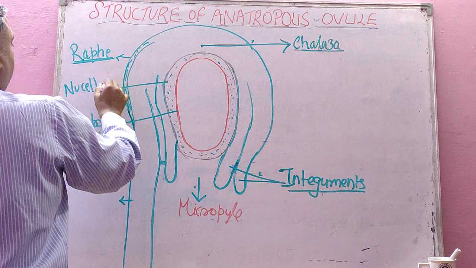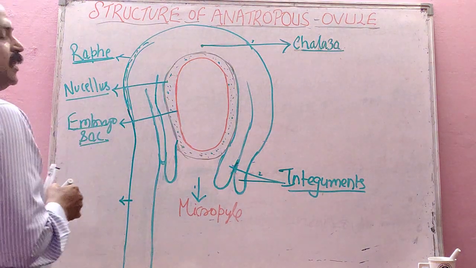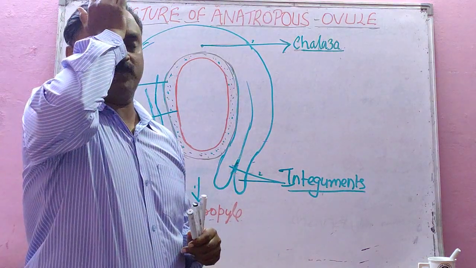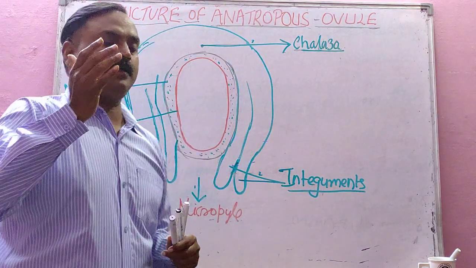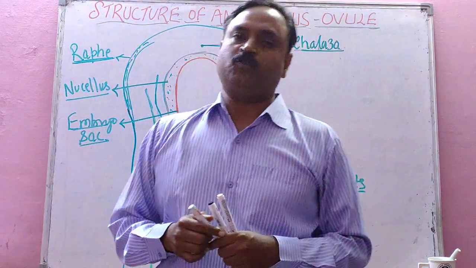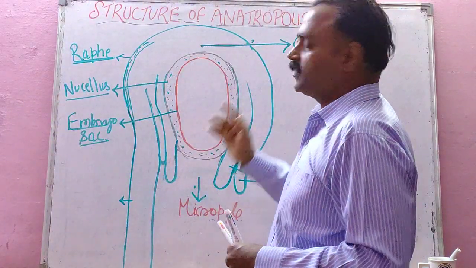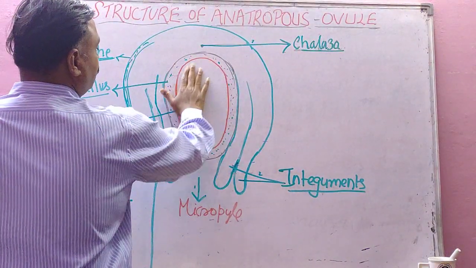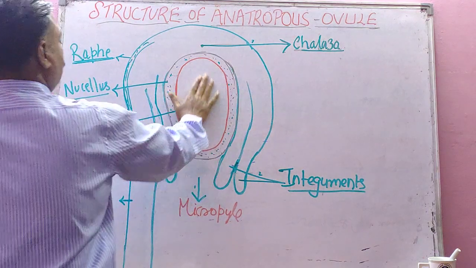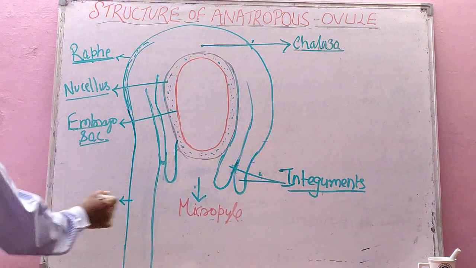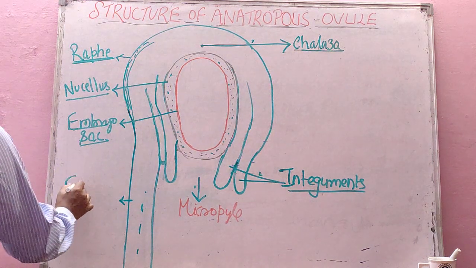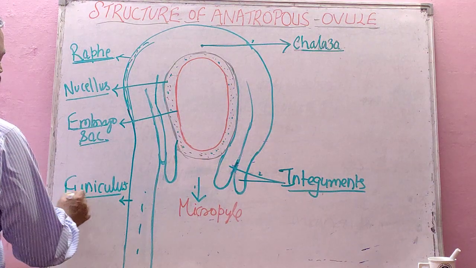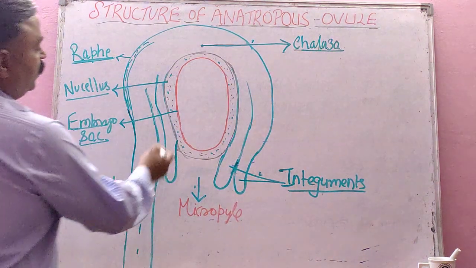It was reported by Navaschin. And for nucellus, student, and for Navaschin, he gave many contributions in angiosperm, like he discovered double fertilization also. That we will study after this topic in the same diagram. Now let us see which important activities go on in the embryo sac or female gametophyte, and this stalk is called funicle or funiculus. Stalk of the ovule is called funiculus.